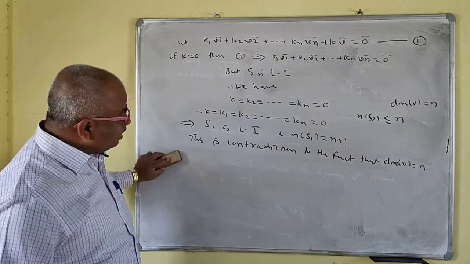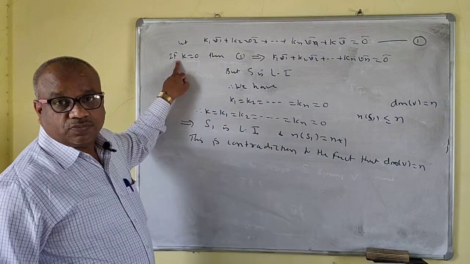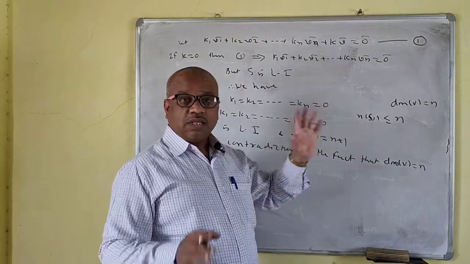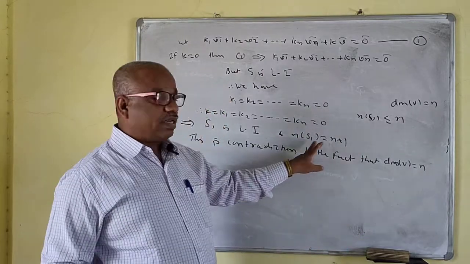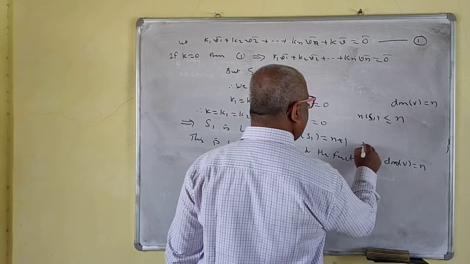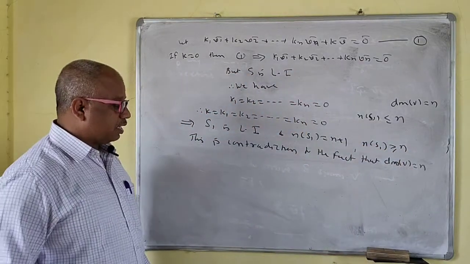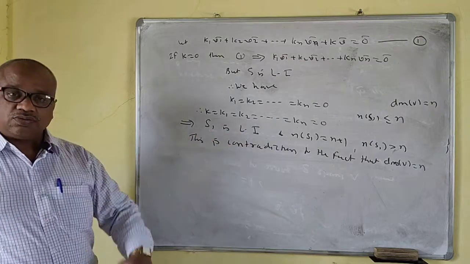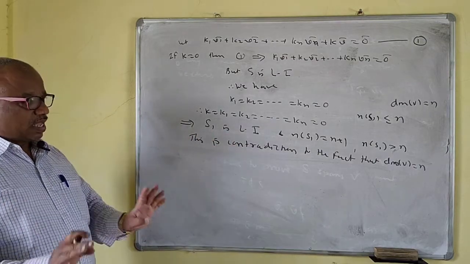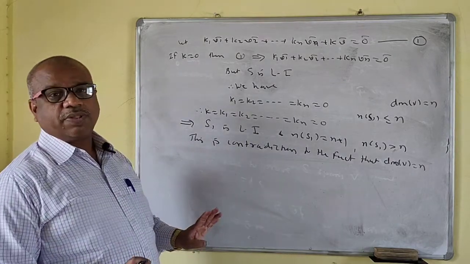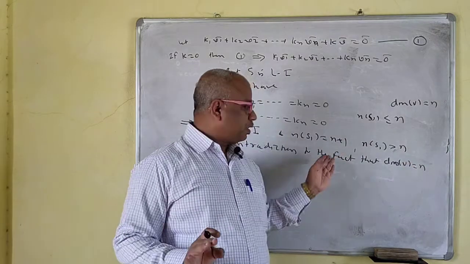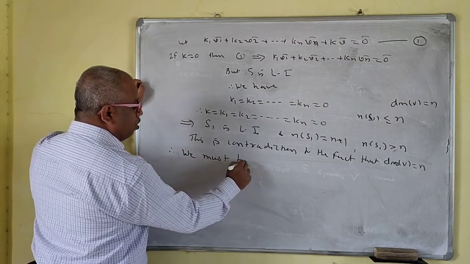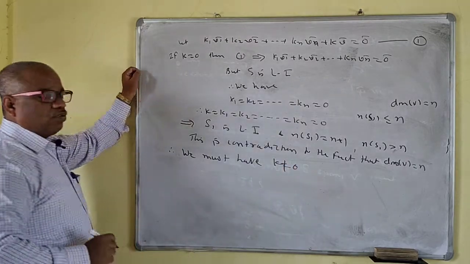So why did this happen? Because we assumed that K is equal to 0. If K is equal to 0, then S1 will be linearly independent, and the number of elements in S1 should be less than or equal to n. But the number of elements in S1 is greater than n. This is a contradiction to the fact that the dimension of V is equal to n. If any subset of V is linearly independent, then the number of elements in that subset should be less than or equal to n. But we have greater. So therefore, we must have K not equal to 0.